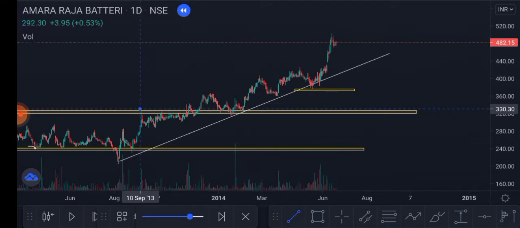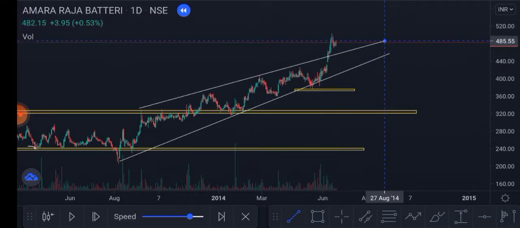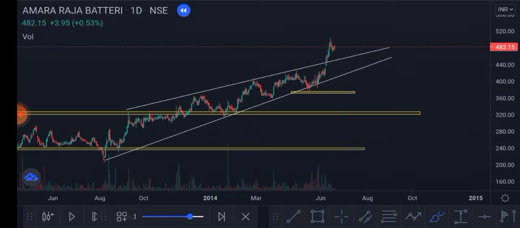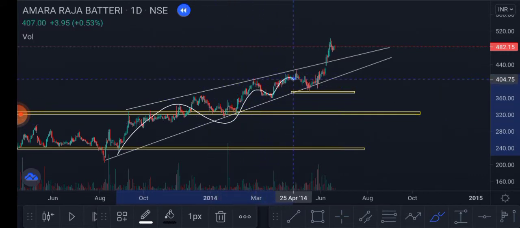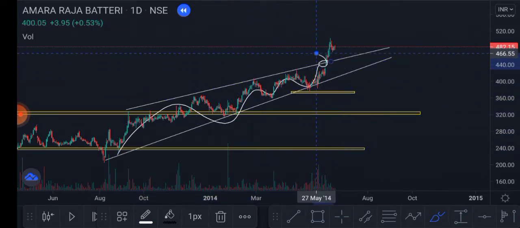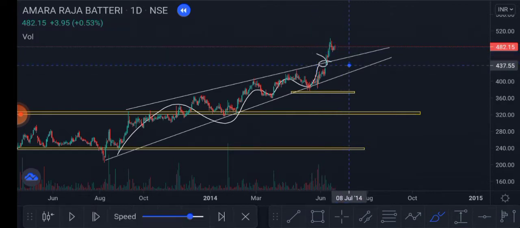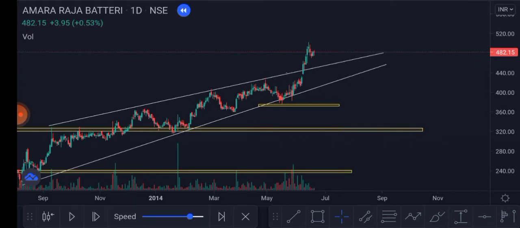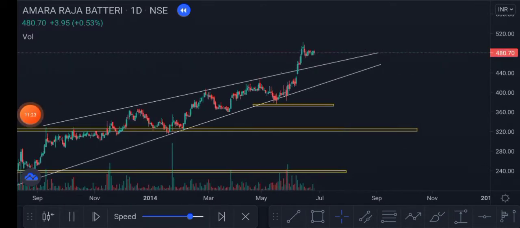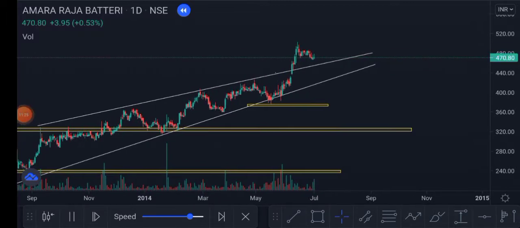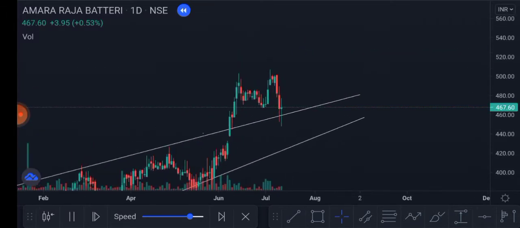Okay, this line is acting as resistance. This is a wedge pattern, and it has taken out the wedge pattern. What I'll do is wait for the retracement on the wedge pattern, and I'll buy again. Let's see if this works or not. I'll play now. I have gone long the market now.